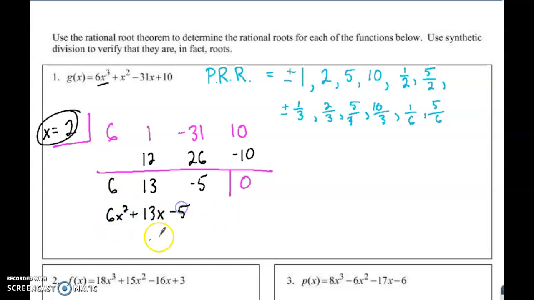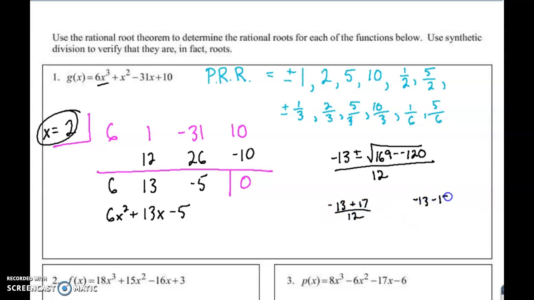To use the quadratic formula, let me write over here, -b plus or minus the square root of b squared minus, let's see, that would be 30, so that becomes -120, because we're multiplying that by 4ac, all over 2 times 6 again, 12. So that's 289. Square root of that is 17. So -13 plus 17 over 12 and -13 minus 17 over 12. Because of the plus or minus, you split it up.